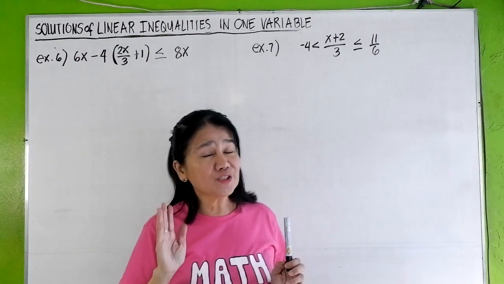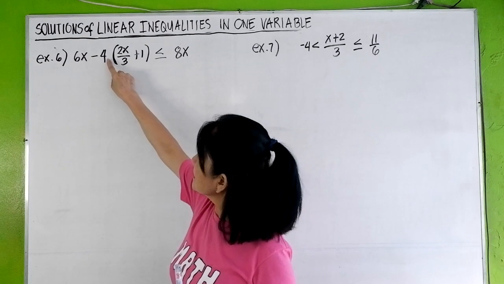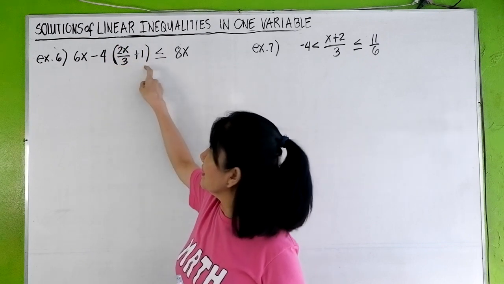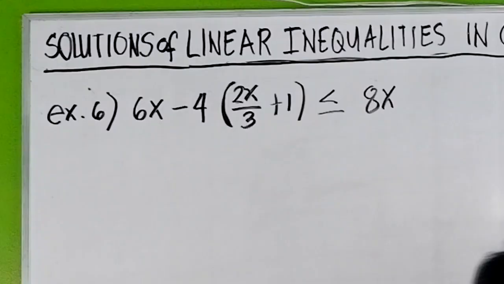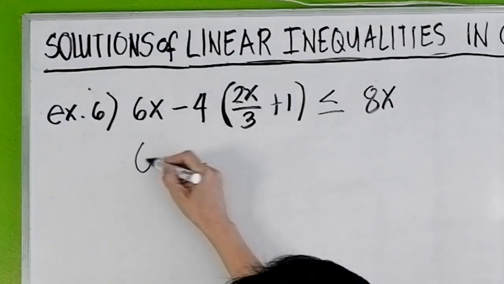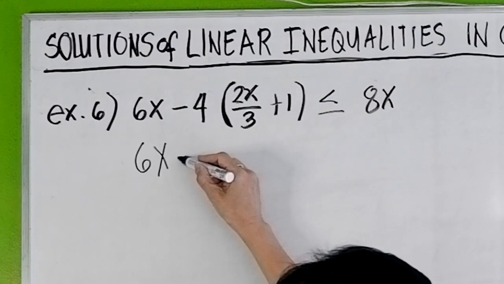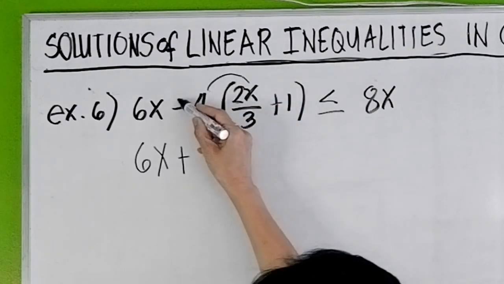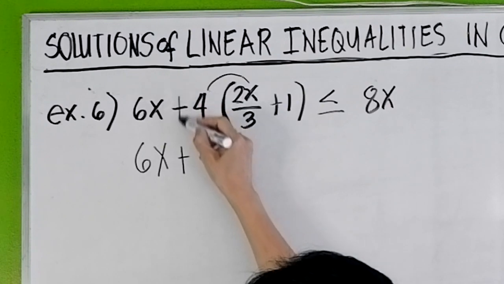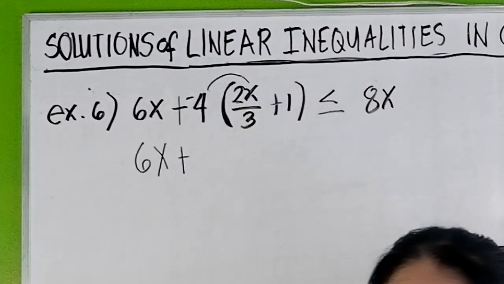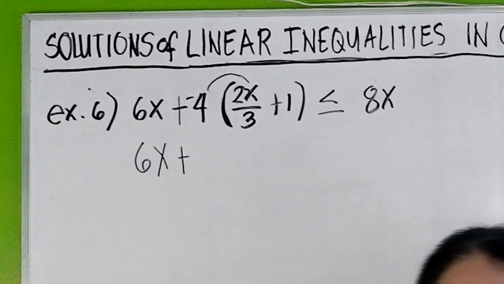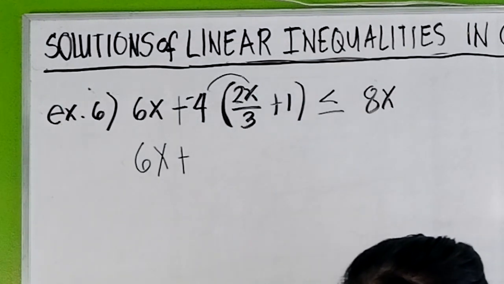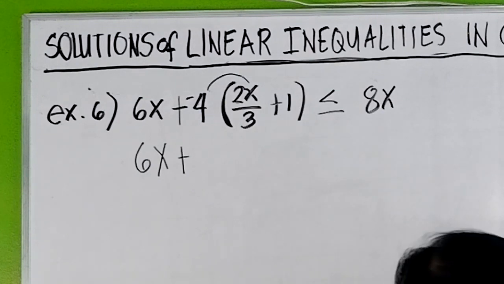So, the first thing that you will do here, since 4 is being multiplied to a binomial, you have to distribute first. So, we have here 6x minus, take note, this is plus. Let me change this to plus negative 4. It's the same. By definition of subtraction, minus 4 means plus negative 4, so that when you distribute, you will not get confused.